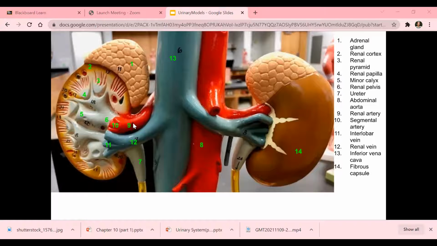You can see the renal artery, which is number 9, the segmental arteries, which are number 10. And number 11 are the interlobar veins, which merge together and make renal vein, which come to inferior vena cava. And number 8 is the abdominal aorta. And the capsule which covers the kidney from outside is called fibrous capsule.